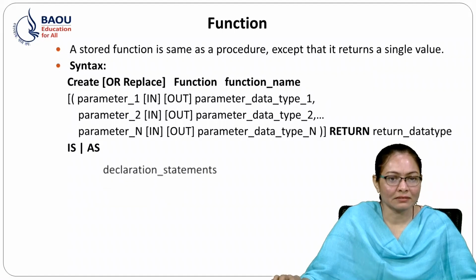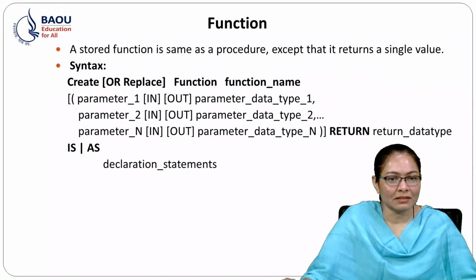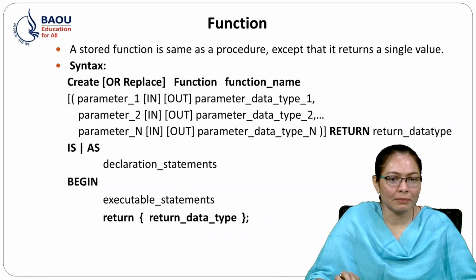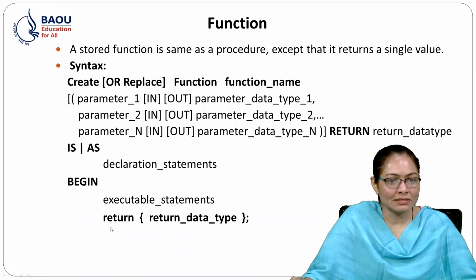Now, IS and AS. After that, it is the header part. After that, you can declare your variables here, the declaration statements. Now, in the BEGIN statement, your logic is defined here. Your logical statements are defined here, the executable statements. After that, the function must return a value, so the answer will be returned to the calling function. So, RETURN and then return type and then semicolon.